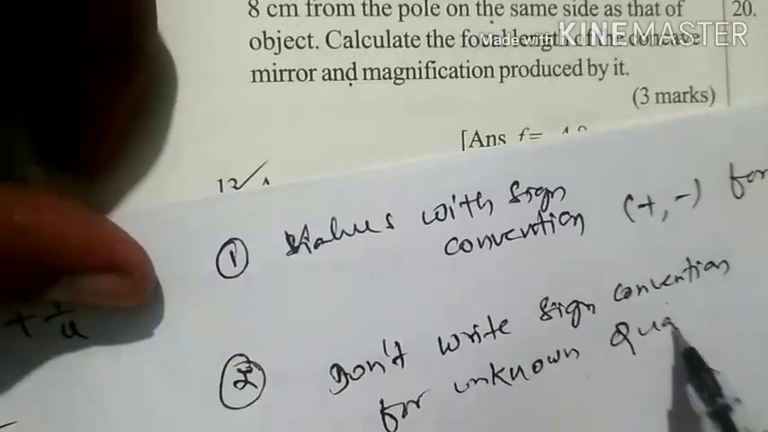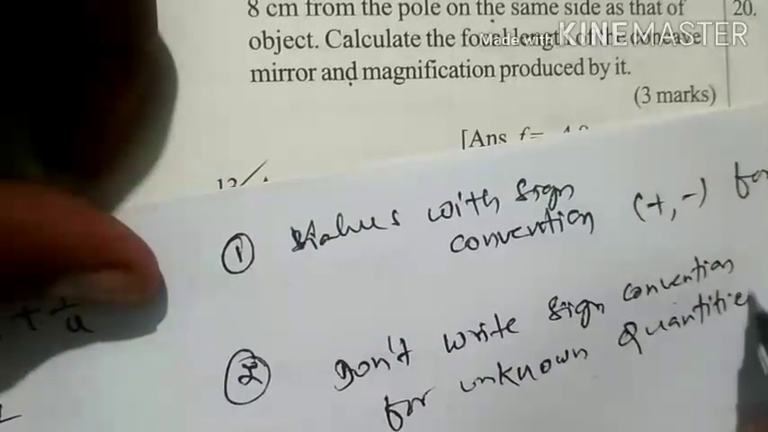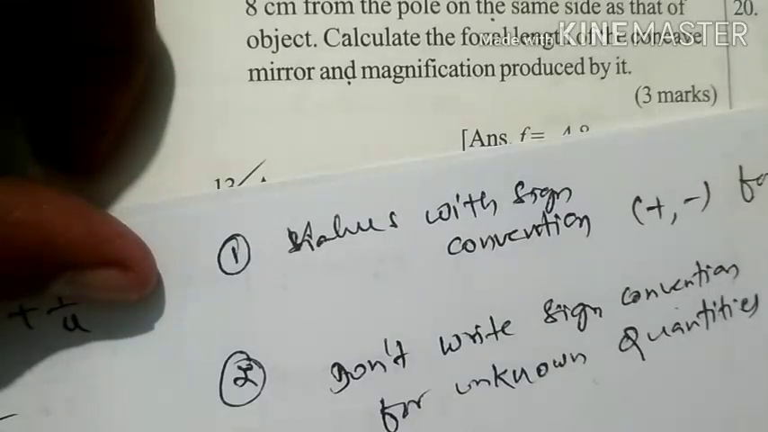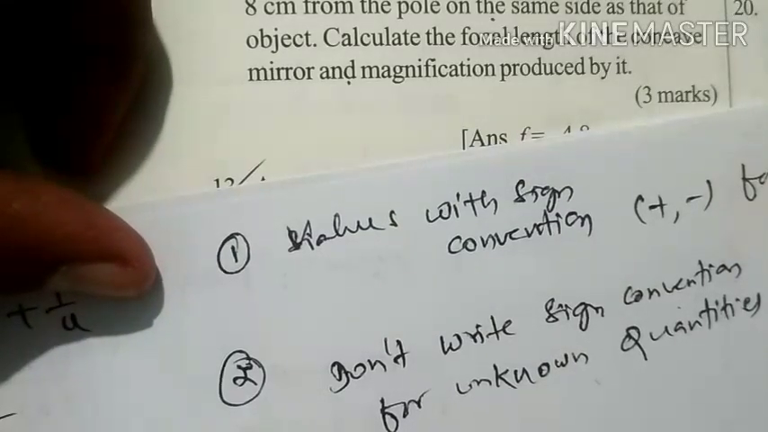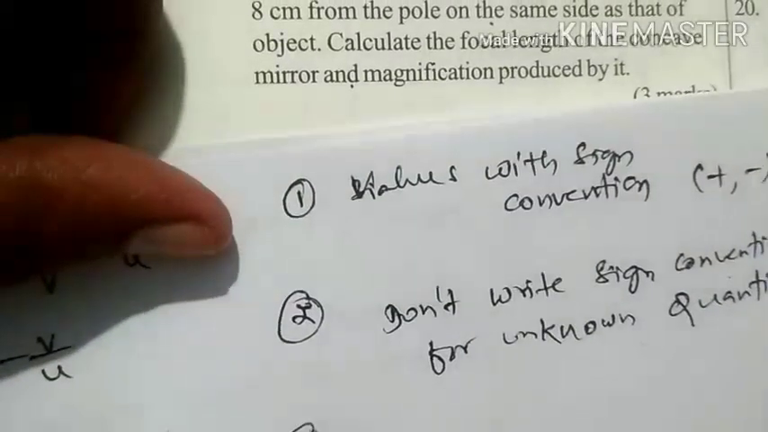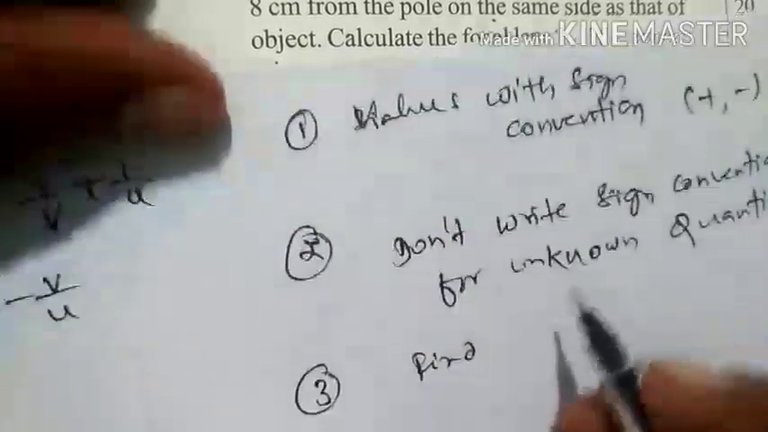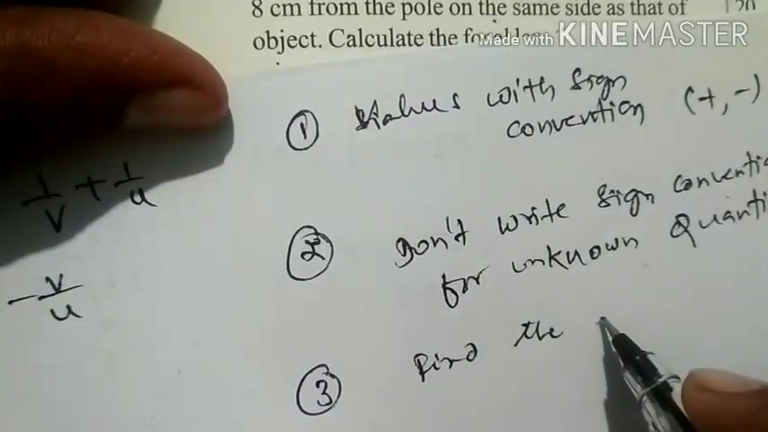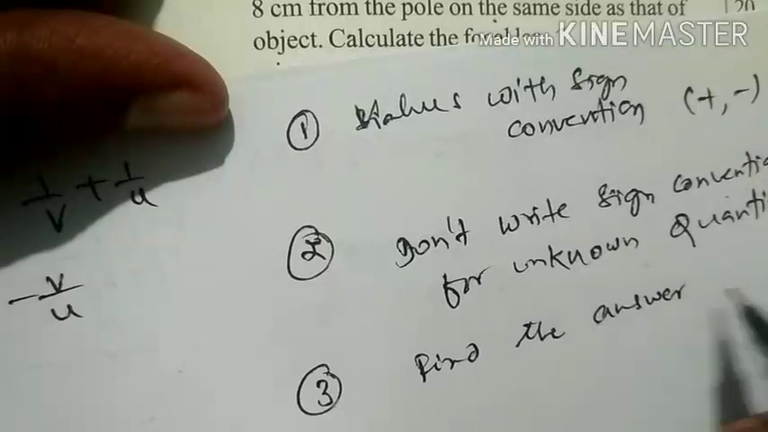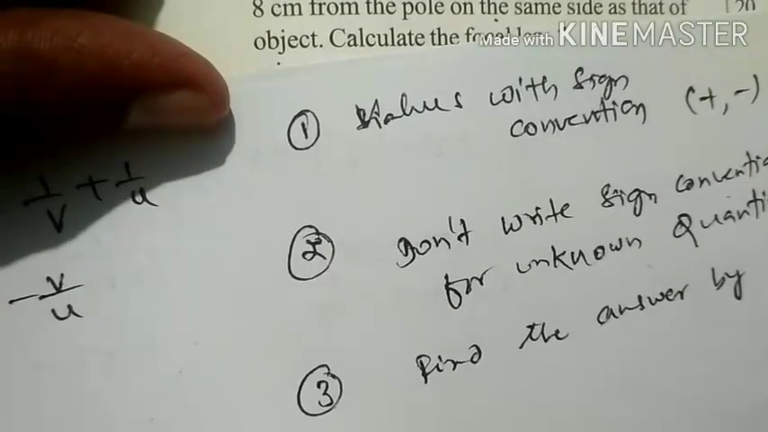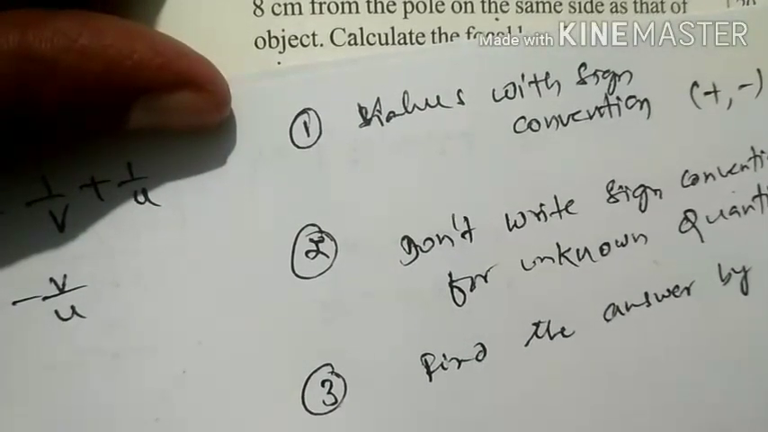Unknown quantities. So this is most important. If you don't know that value, you don't write it, but you substitute that in the formula and find out the answer. Find the answer by solving the equation.